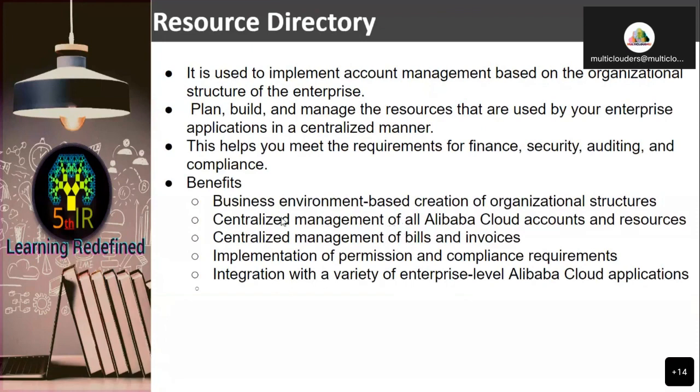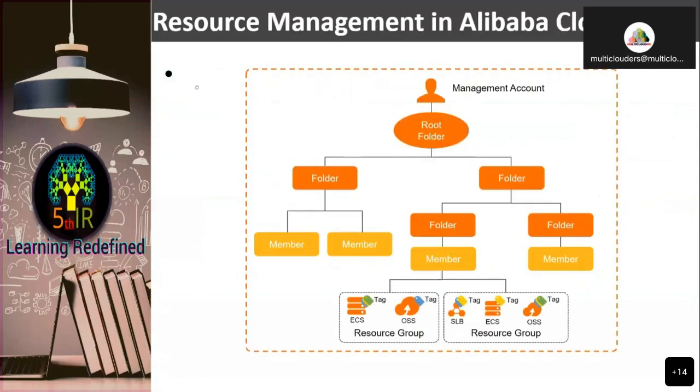Now, by using resource directory, we can implement account management based on the organization structure of the enterprise. We can plan, build, and manage the resources that are used by the enterprise in a centralized manner. And it helps us to meet the requirements of our finance, security, audit, and compliance departments. And what are the benefits of resource directories? Business environment-based creation of organization structures, centralized management of Alibaba Cloud accounts and resources, and centralized management of billing and invoices. So this is an example.